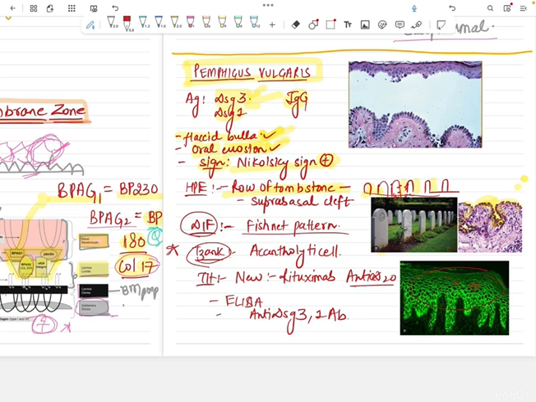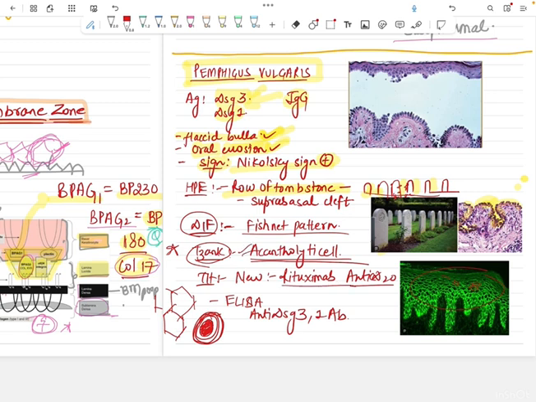If you do a Tzanck, then we see something which is known as acantholytic cells. So these are the normal keratinocytes. When the adhesions are lost from each other, suppose there was adhesion, and if the adhesion is lost, they become circular, and the nucleus is at the center, right? Nucleus is at the center with a perinuclear halo, and they become circular. That is known as acantholytic cell. They can even give you a picture to identify.